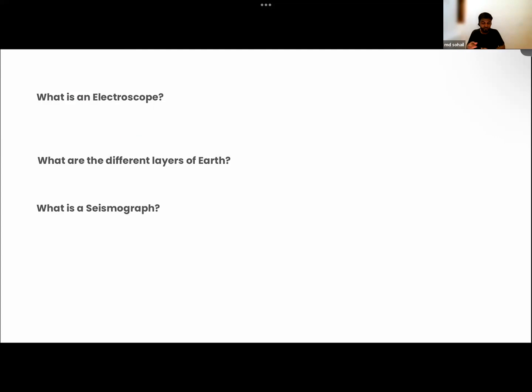Let's look at a few questions. You guys tell me, what are the different layers of Earth? Yeah, crust, mantle, and core. And what is a seismograph? The seismograph is used to detect and measure the seismic waves. Yes, these are the seismic waves.